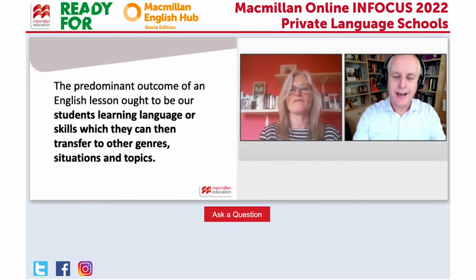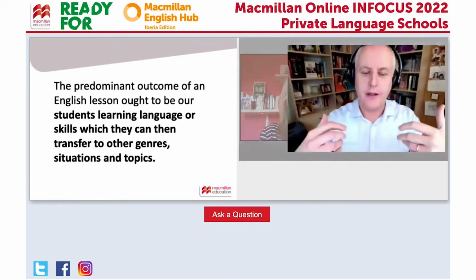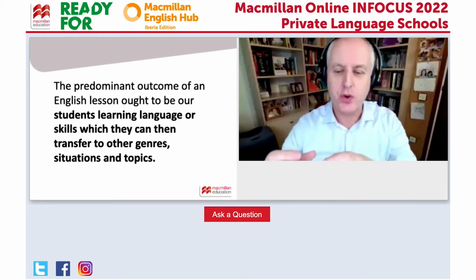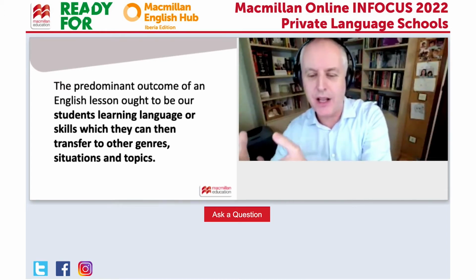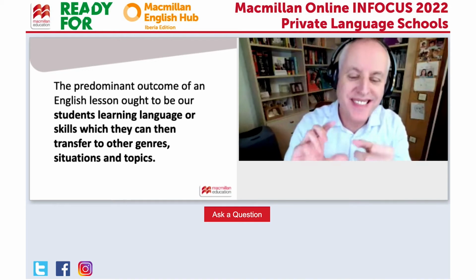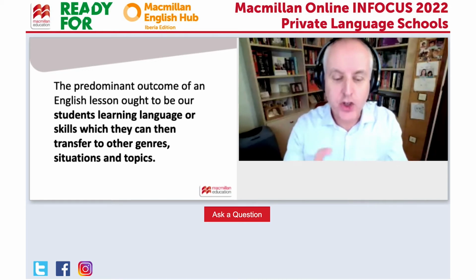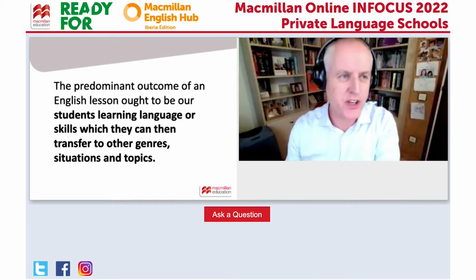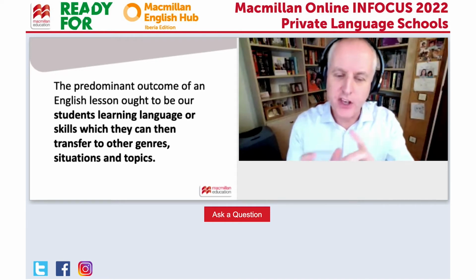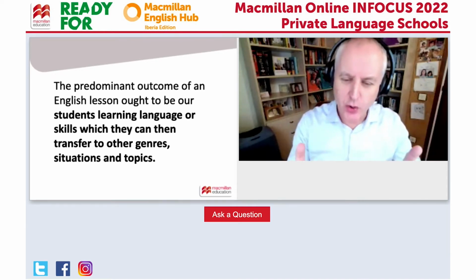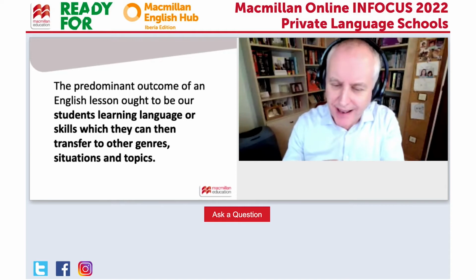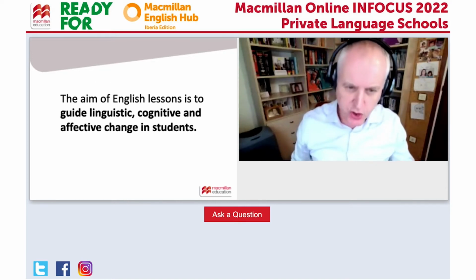ability. So the main outcome should be that students learn language or skills which then can transfer to other genres, situations and topics. This should be the main one. But you're absolutely right that the cognitive and the affective change are important as well.